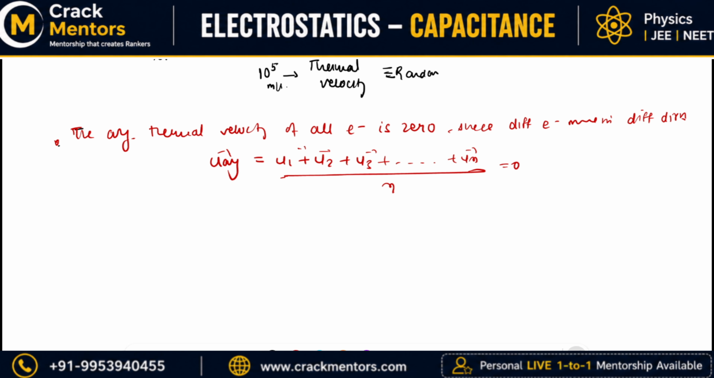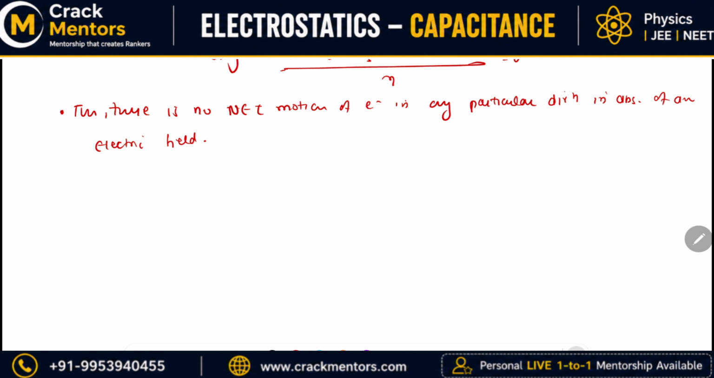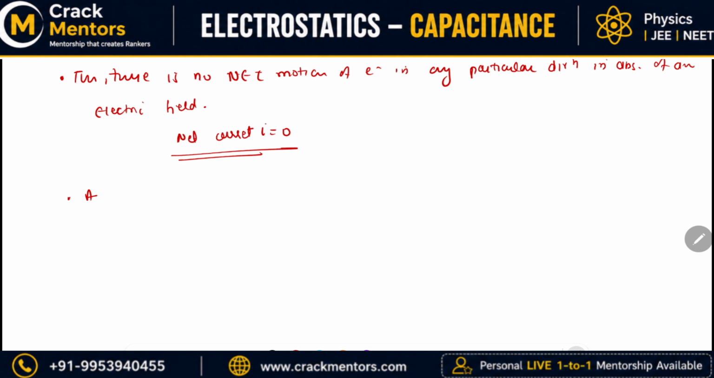Thus there is no net motion of electrons in any particular direction in the absence of an electric field. I can say that the net current I is equal to 0. Got it, guys?